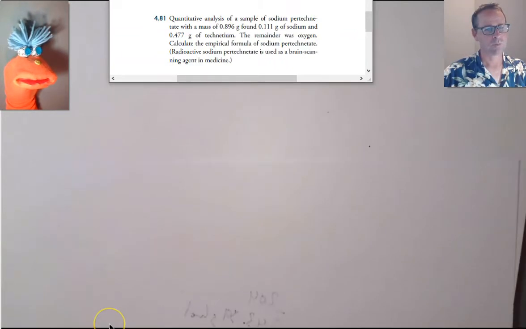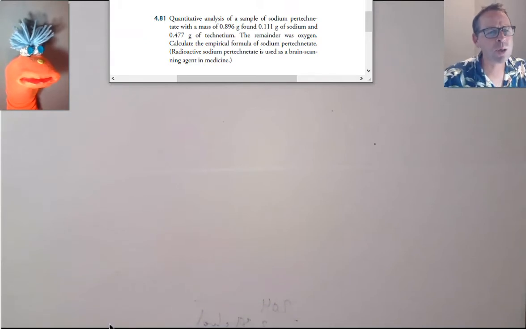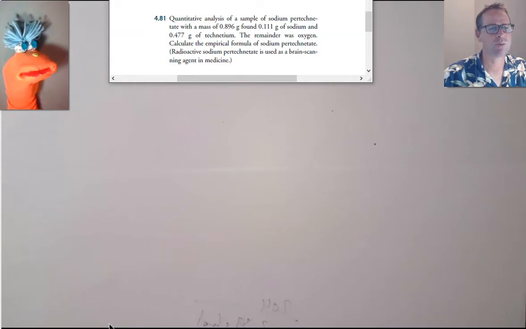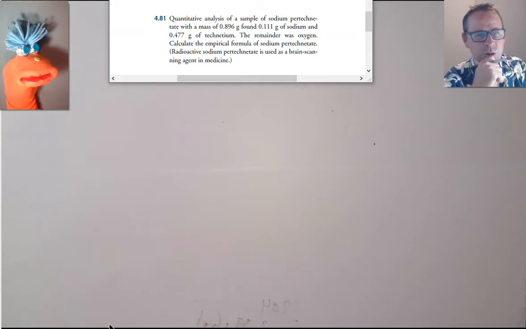Good. All right, here we go. A sample of sodium pertechnetate had a mass of 0.896 grams, found 0.11 grams of sodium and 0.477 grams of technetium. The remainder was oxygen, and we want to know the empirical formula for sodium pertechnetate, used as a brain scanning agent in medicine.